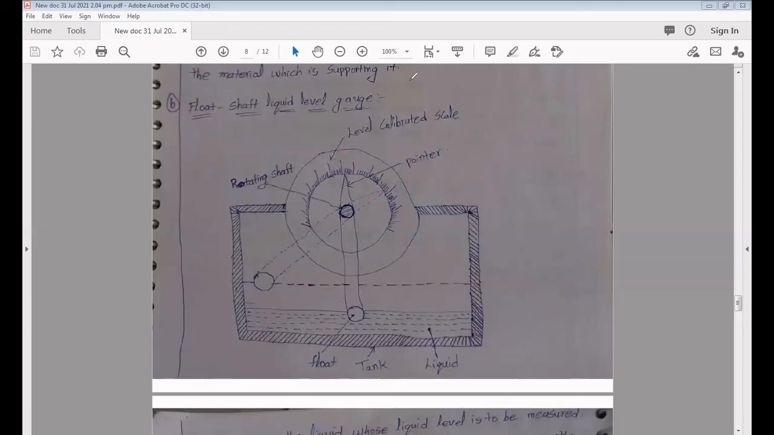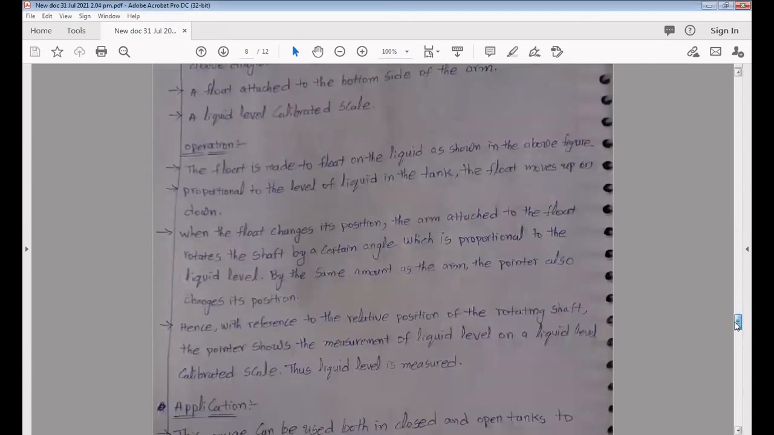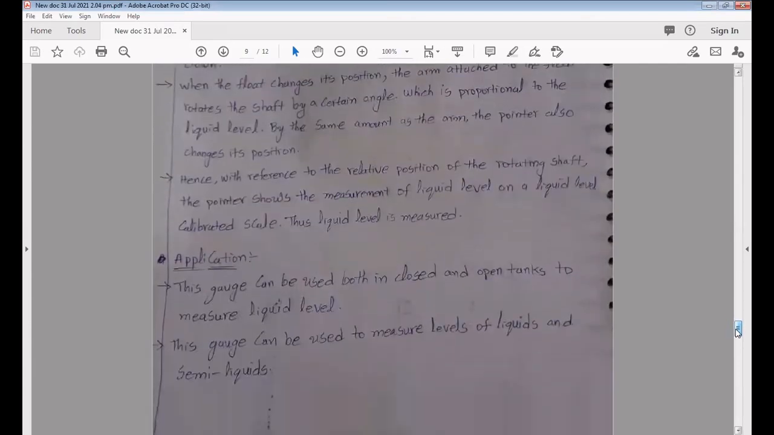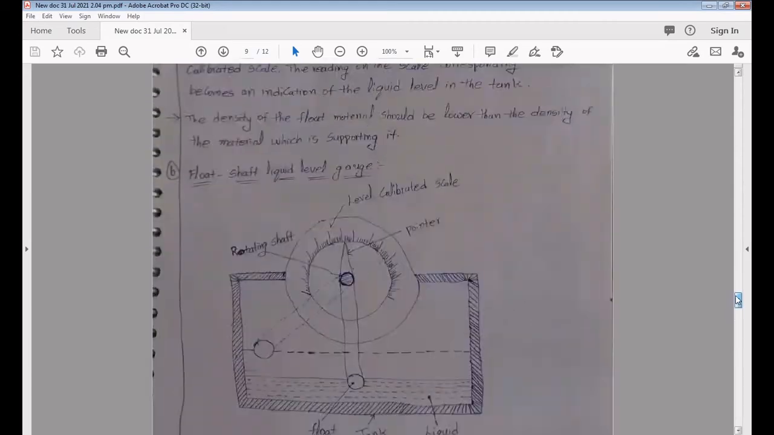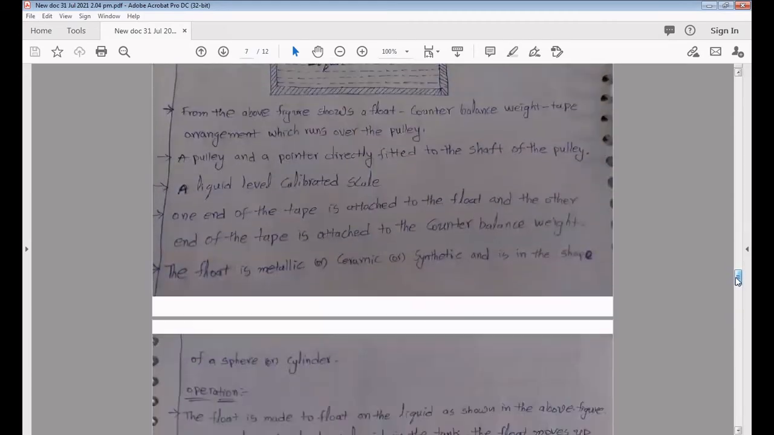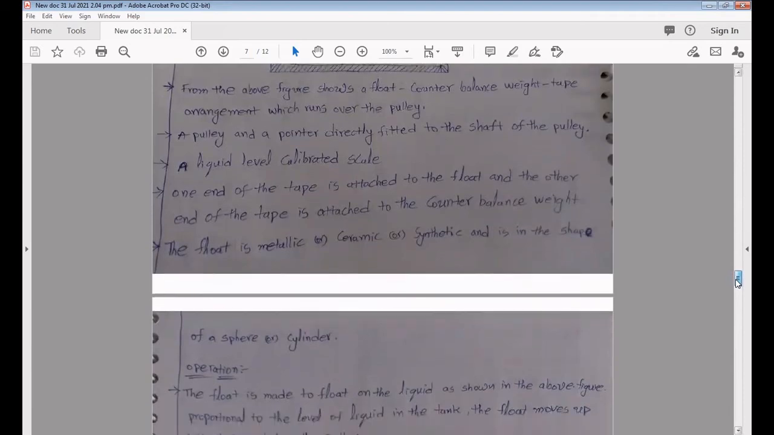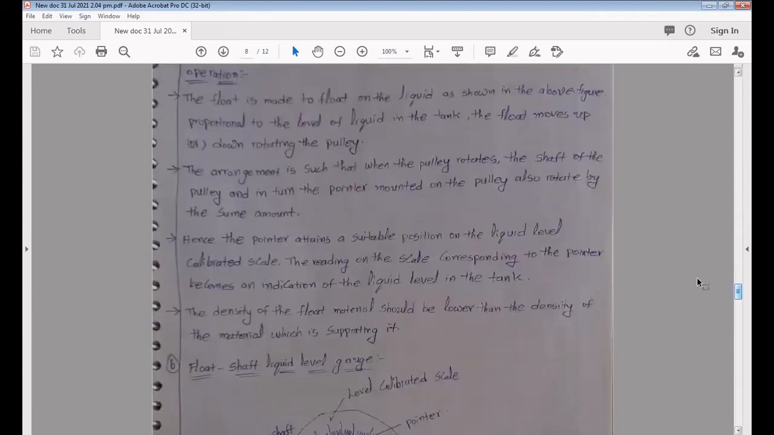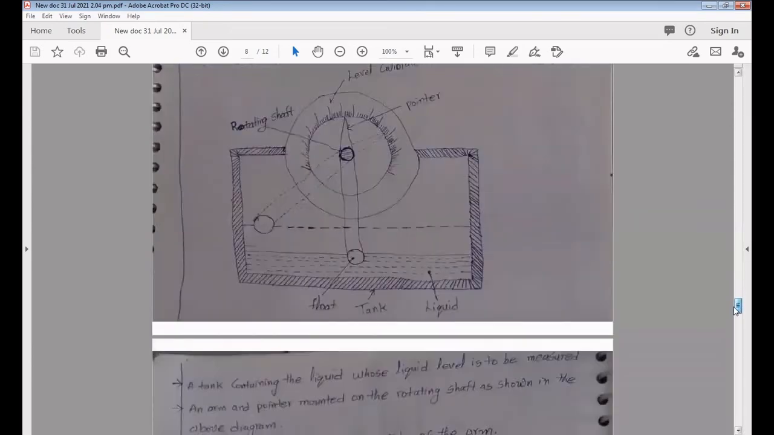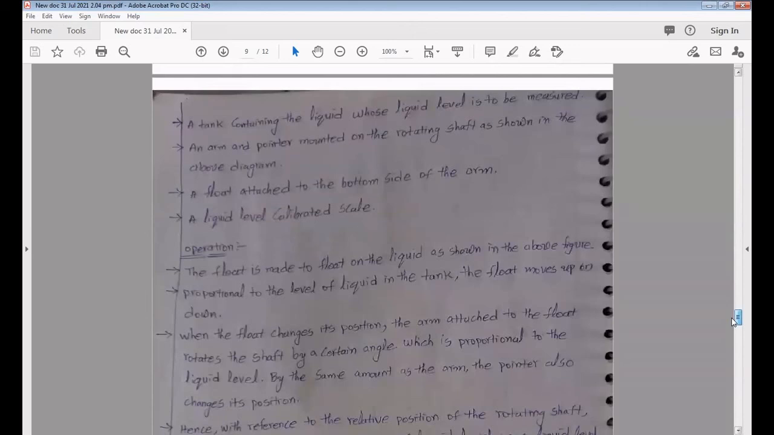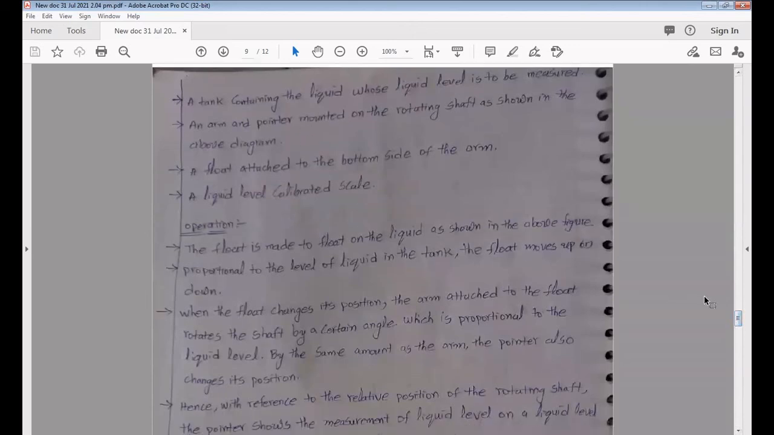So remember, these are the major points. These were the major points in the previous topic and in its operation. And in the second topic, these are the major points.